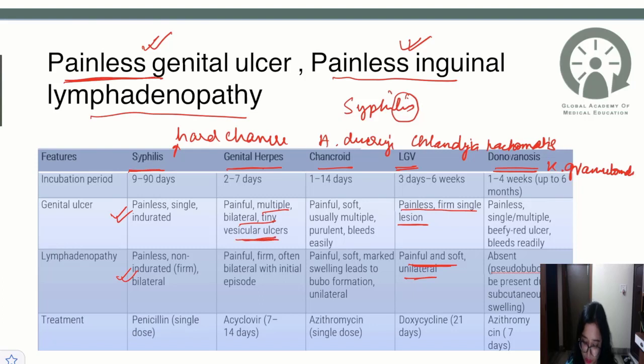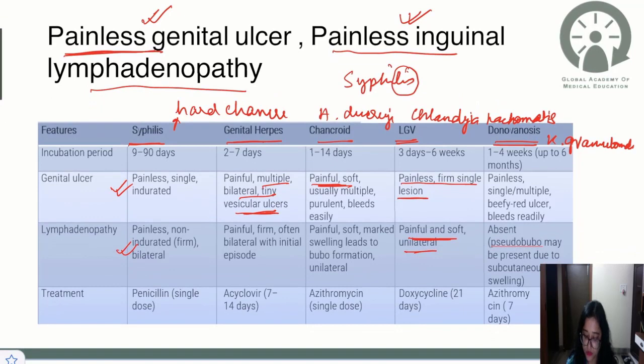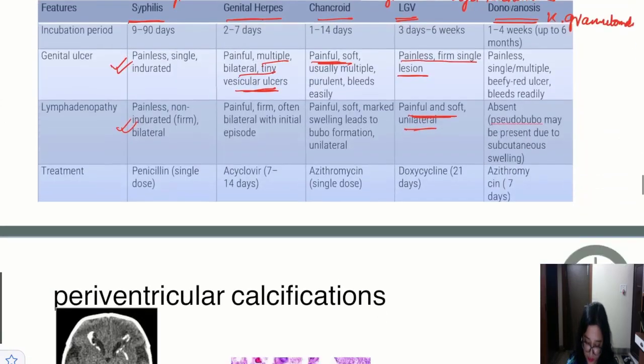In chancroid we have again painful lesions, and in donovanosis it is painless, but once we rule out the first causes, we will keep in mind the diagnosis of syphilis and lymphogranuloma venereum, and if the patient does not respond after 4 weeks, we may culture for Klebsiella granulomatis, which causes donovanosis. So this is the diagnosis of genital ulcer.